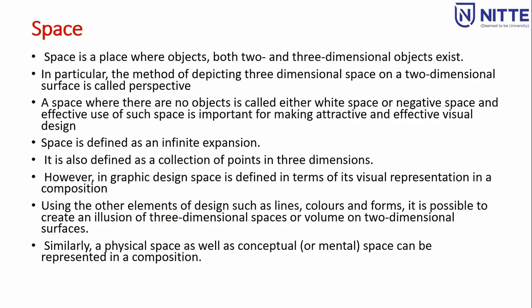Next is space. Space is a place where objects, both two and three dimensional objects, exist. Space has both positive and negative aspects. The area where there is no object is called either white space or negative space, and effective use of such space is important for making attractive and effective visual design.